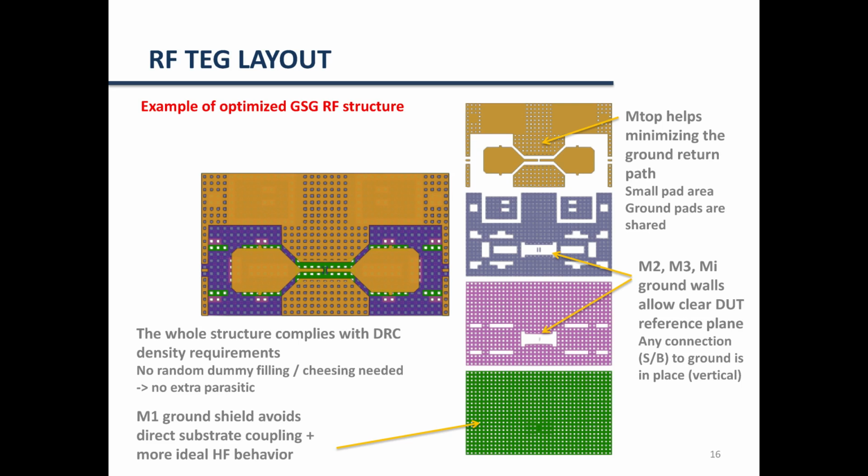Also, the whole structure complies with foundry density requirements. That means that no random dummy filling or chiseling is required, and no extra parasitics will be generated during the silicon implementation. You see the various sheets composing these structures, with the top metal, the intermediate metals, and the metal 1 layer. The metal 1 ground shield avoids direct substrate coupling, and also provides a more ideal behavior under high frequency. The intermediate metals allow a clear DUT reference plane. Connections of the source and body to the ground are in place.